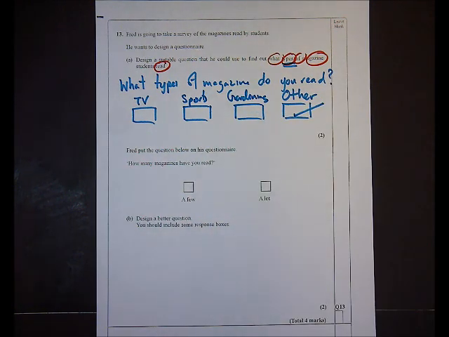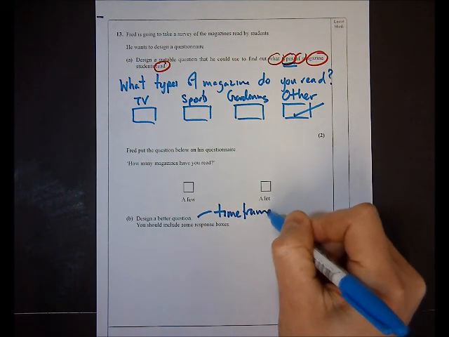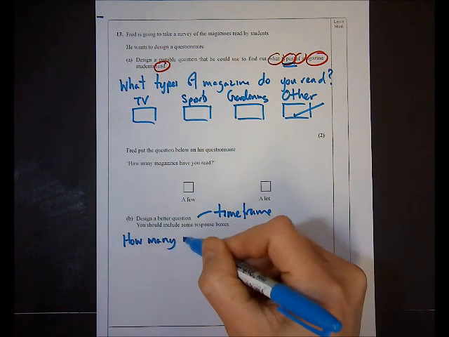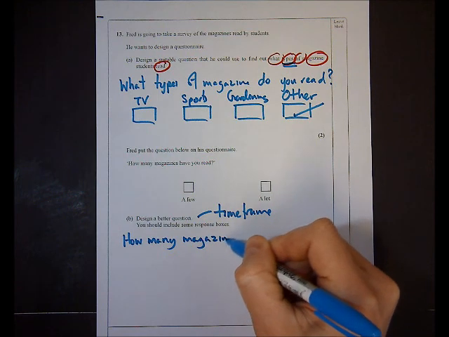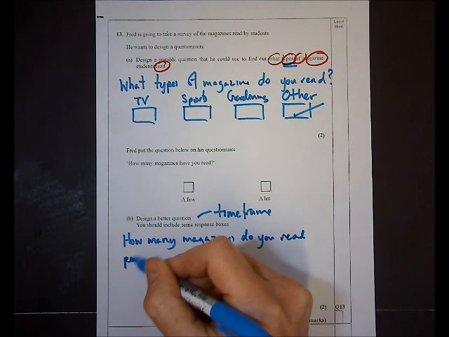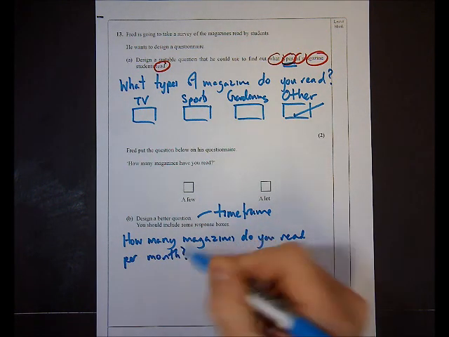In part B, I'm told that Fred had the question, how many magazines have you read, on his questionnaire? And the answer boxes were a few and a lot. And I need to design a better question. Well, usually these questions are about something that's missing, and that is the time frame. So we need to say how many magazines do you read per, and again the time frame is not important. I'm going to go with month. It could be week, it could be year, as long as it's realistic.